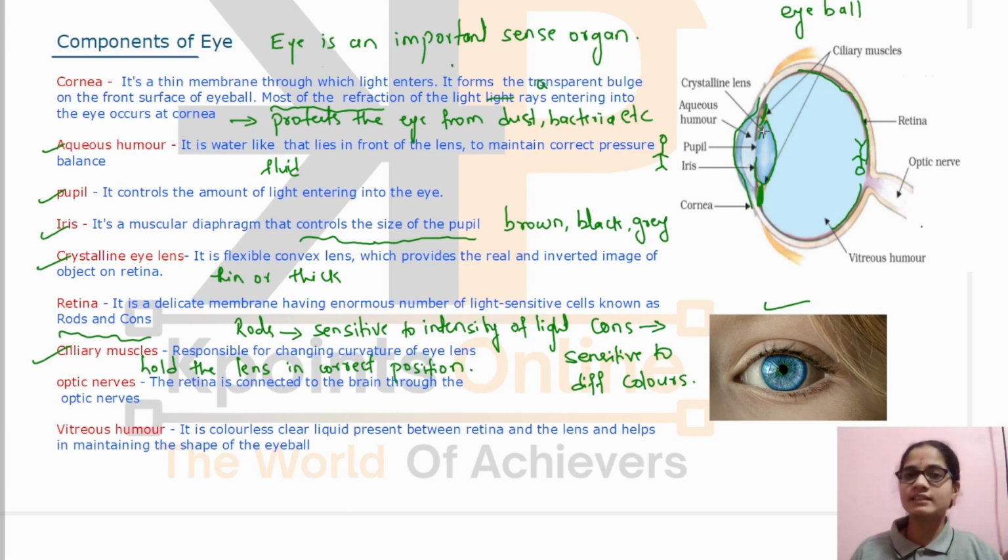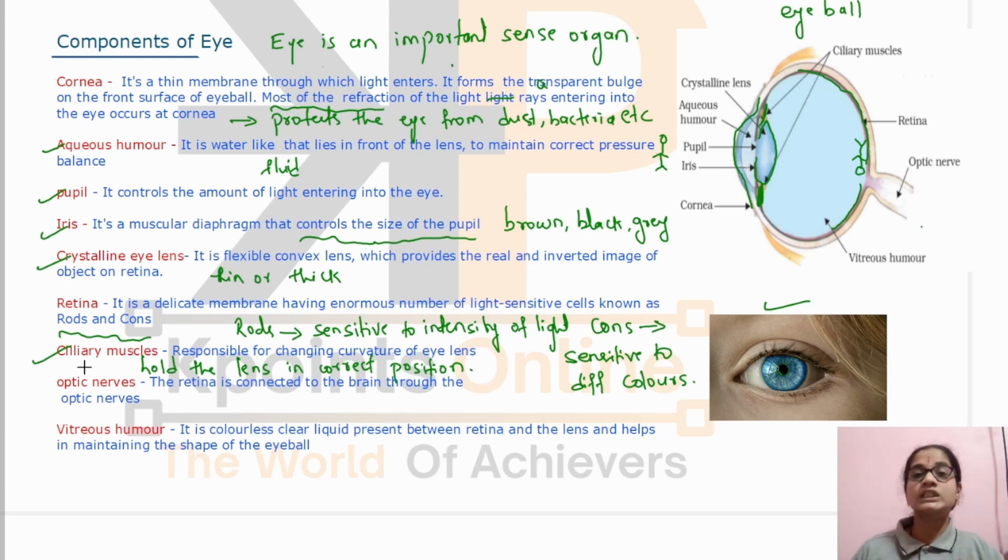When these ciliary muscles are relaxed, then this convex lens will become thin. And when these ciliary muscles are contracted, then this eye lens will become thick, which means its curvature will increase. So it will result in the change in the focal length of the lens. So who is responsible for changing the curvature of the lens and focal length of the lens? Ciliary muscles are responsible for changing the curvature of this eye lens.